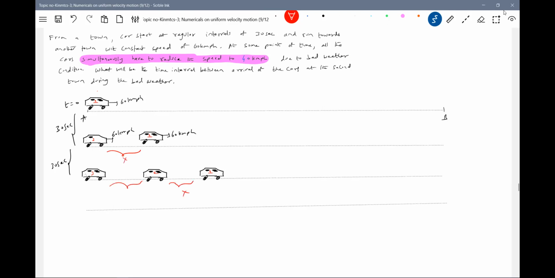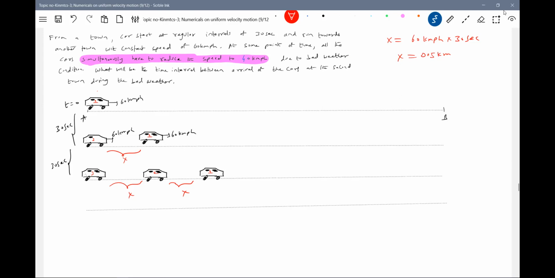Will the distance between the cars be the same? So how to calculate the x? x should be equal to 60 km per hour into 30 seconds. I think this will become 0.5 kilometer. So the distance between the cars now will remain the same.